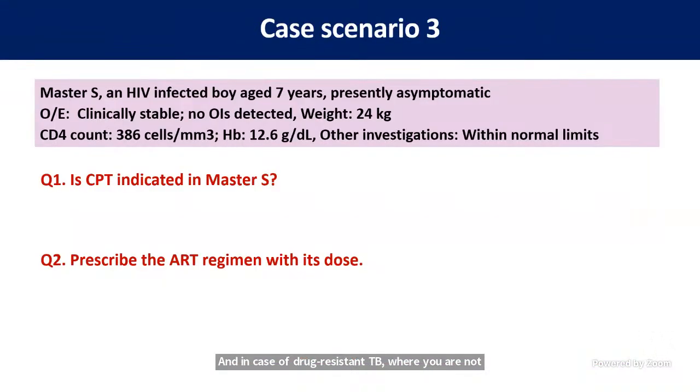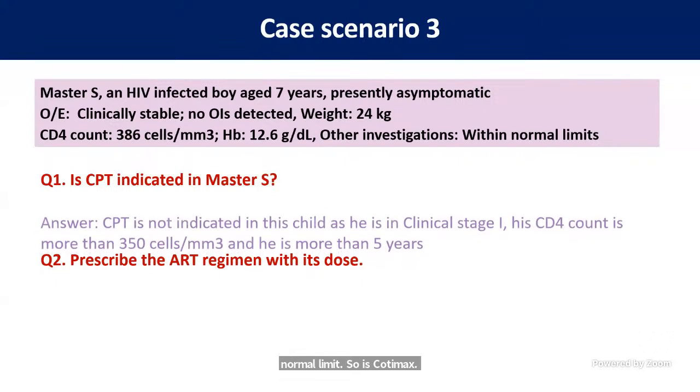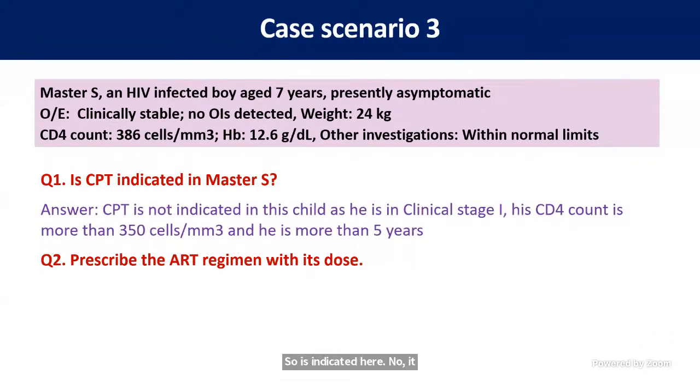Now, another case scenario: a 7-year-old HIV-infected boy, presently asymptomatic, clinically stable, no OI, weight is good, 24 kgs, CD4 count is 364, hemoglobin is fine, other investigations are within normal limit. So, is cotrimoxazole indicated here? No, it is not indicated, because the child is more than 5 years of age, clinical stage 1 disease, CD4 count more than 350. So you don't need cotrimoxazole prophylaxis in this child.